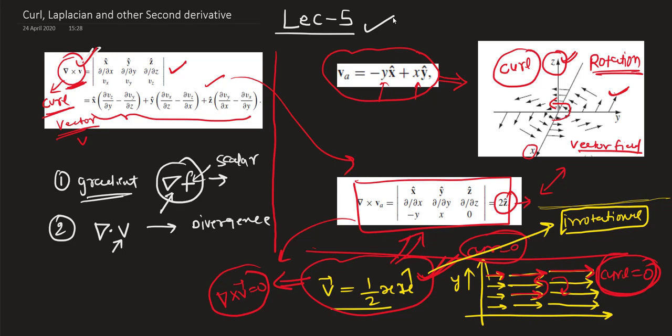So if you assume this is a fluid, and you put some particle or some stone in this fluid, then this stone will go in the direction of x cap, and there would be no rotation. Okay, that is fine. So that is simply the meaning of the curl.